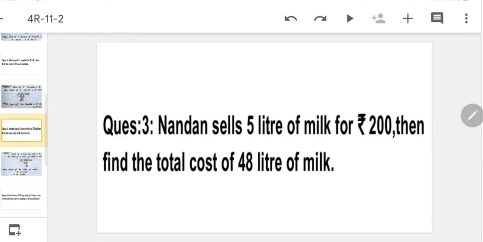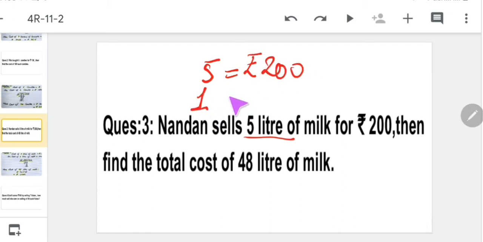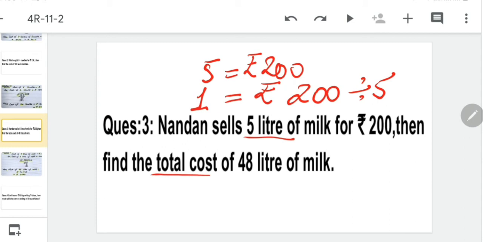All these questions are similar to each other. The method of doing these questions is quite similar. You just have to focus on multiplication and division. So the third question is Nandan sells 5 liters of milk for rupees 200. Okay. So first we have to find the price of 1 liter of milk. How we can find the price of 1 liter of milk? By dividing 200 with 5. Then after that we can easily find the price for 48 liters of milk.